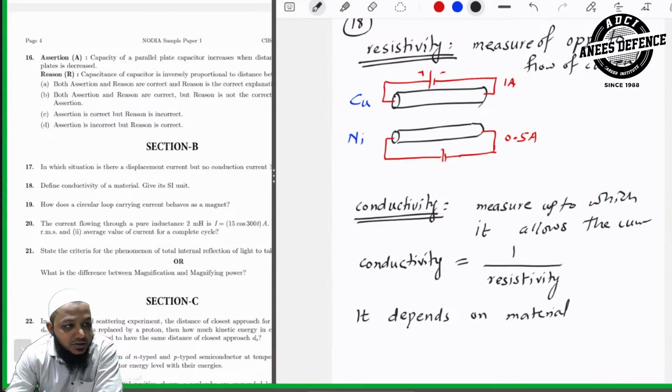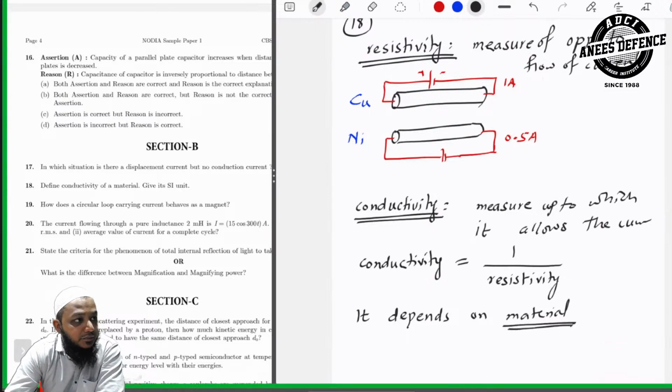Conductance is the overall opposition it is getting, overall opposition. But conductivity is the opposition by a single wire, one wire, 1 meter wire, 1 meter cross section area. So conductivity is also known as specific conductance. So it depends only on material, not the geometry of the wire.